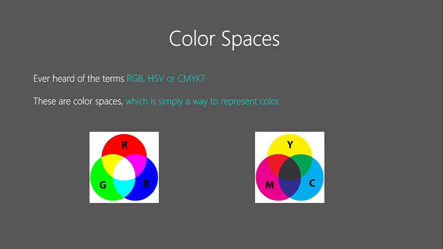So you may have heard the terms RGB, HSV, or CMYK. These are names of different color spaces, and color spaces are different methods by which we store images on computers. You may be familiar with RGB, which is how we store colors in various intensities of red, green, and blue. But there's also HSV, which is hue, saturation, and value, or intensity. And then there's CMYK, which is commonly used in printers or inkjet printers, K being black, by the way.